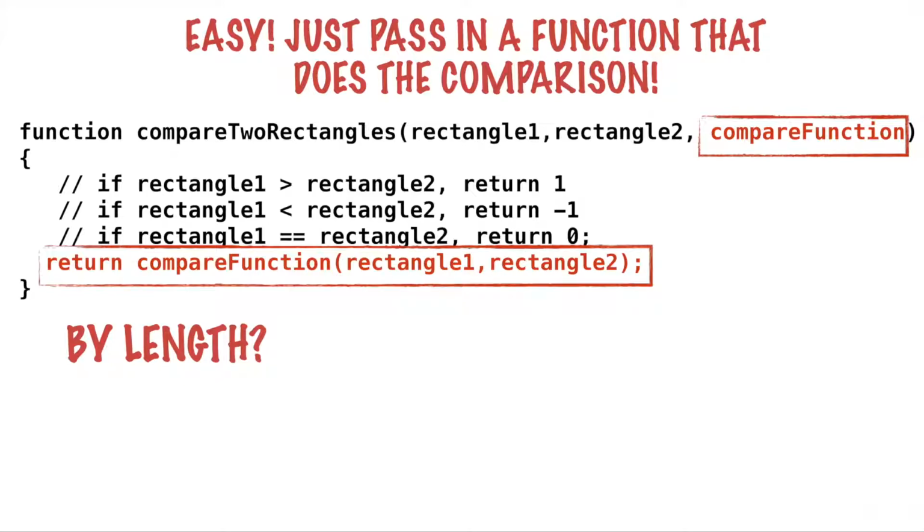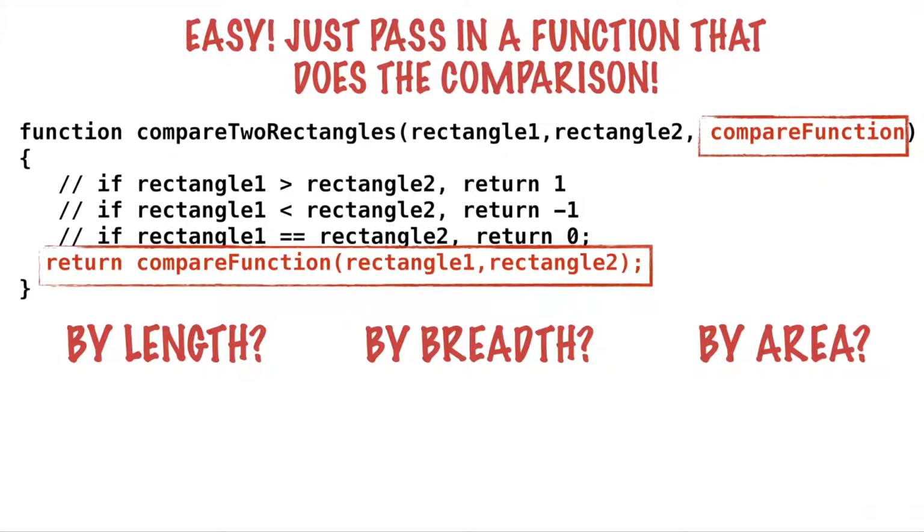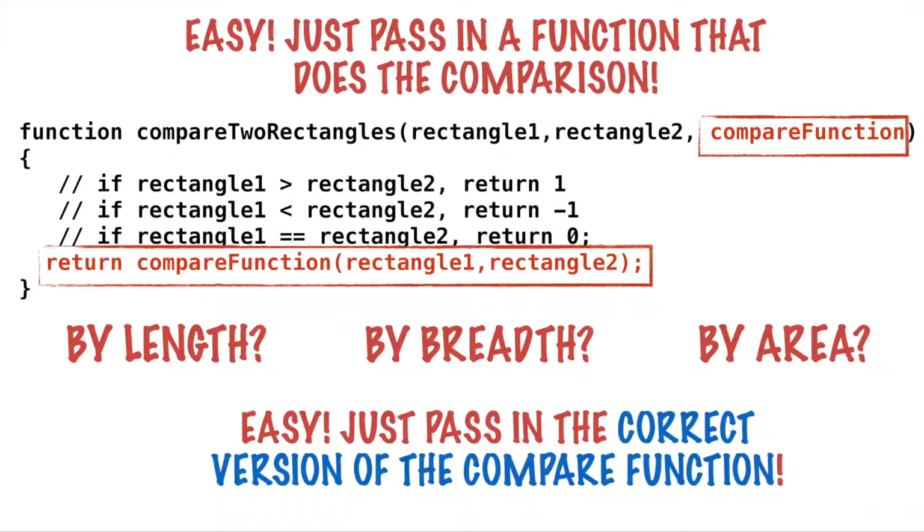If you want to compare the two rectangles by length, modify your compare function and pass in the correct version which will compare them by length. If you want to compare them by breadth, no problem, just change the compare function. Or if you want to compare two rectangles based on their areas, once again, change the compare function that you pass in as an argument to this compare two rectangles function. Just pass in the correct version of the compare function to get the comparison that you want.